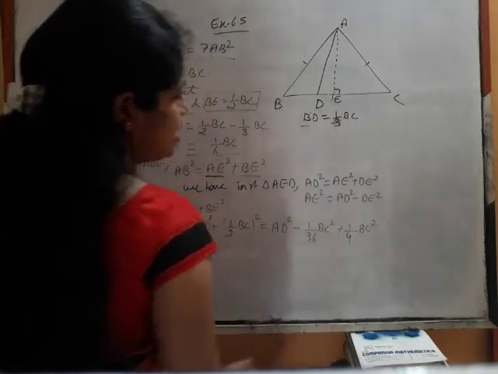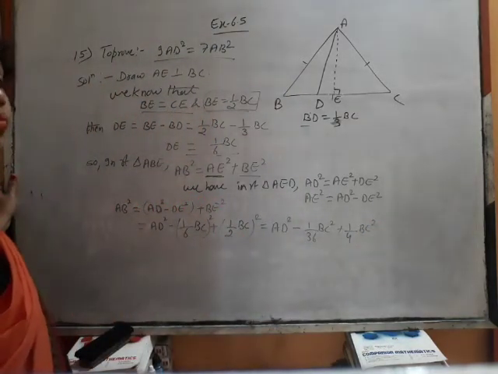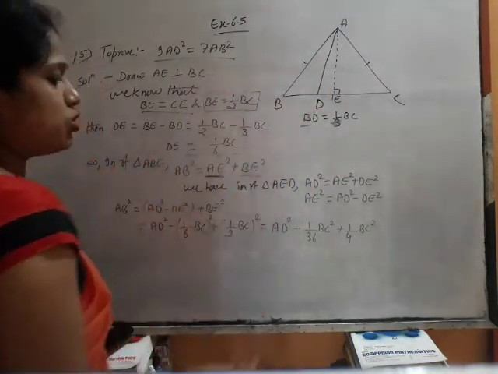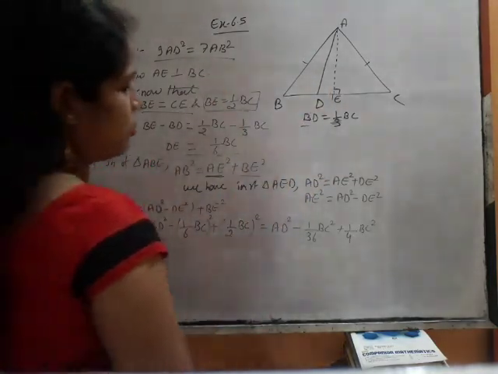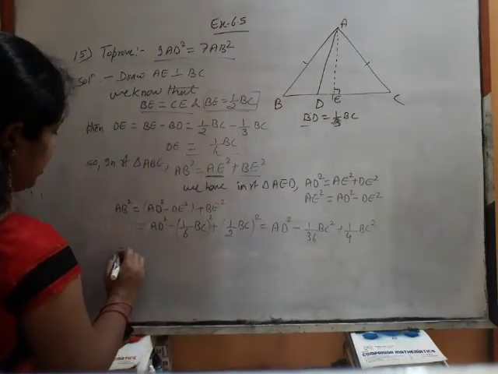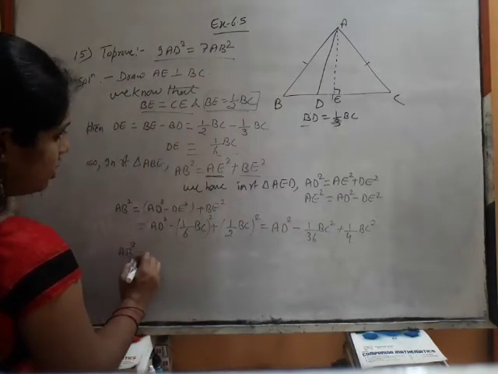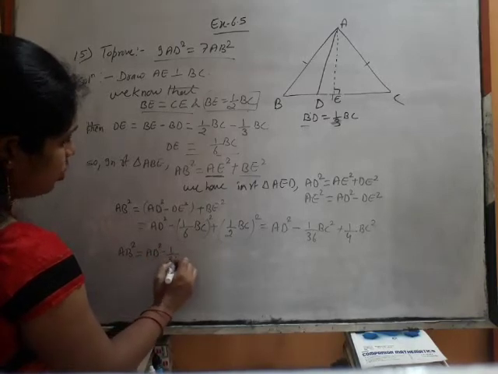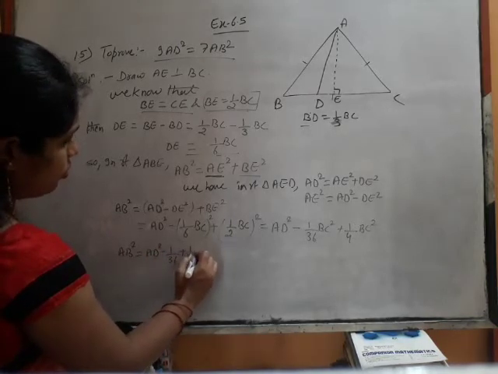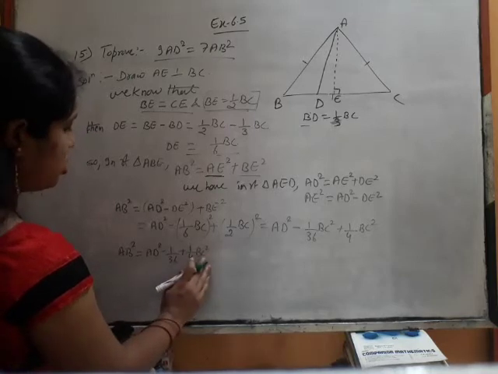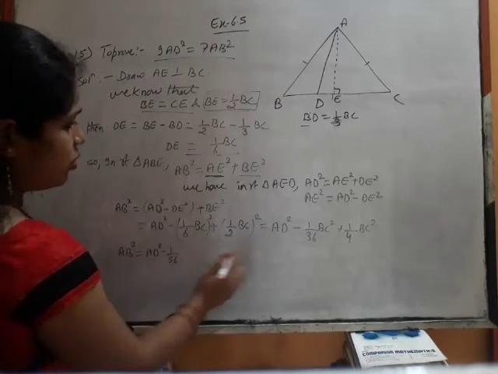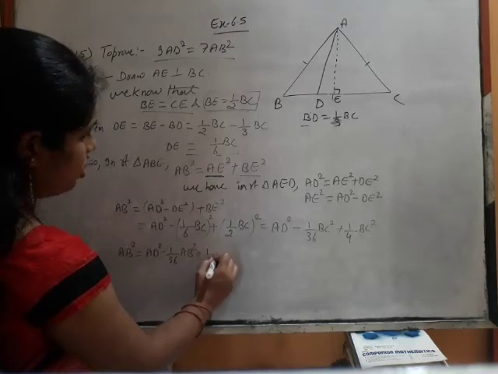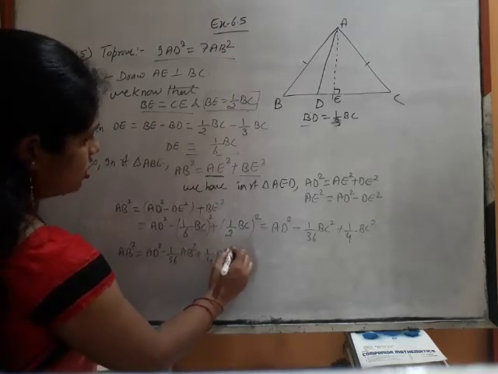Now this BC can be changed into AB, because we need AB here and BC is equal to AB since it is an equilateral triangle. So we can write AB square is equal to AD square minus 1/36 AB square plus 1/4 AB square.